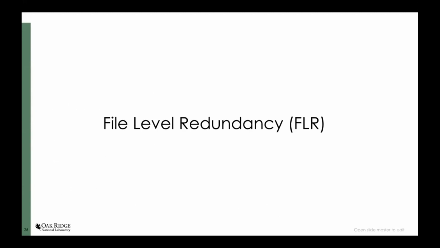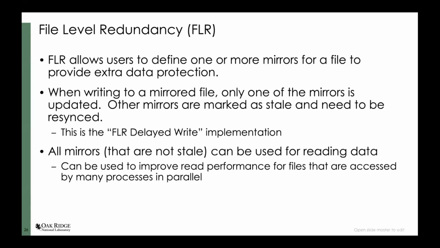The next topic I'd like to talk about is file level redundancy. File level redundancy, or FLR, allows users to define one or more mirrors for a file to provide extra data protection. So when you write to a mirrored file, only one of those mirrors is actually updated and the other mirrors are marked as stale and need to be resynced. This is referred to as the FLR delayed write implementation of that. But all mirrors can be used for reading data as long as they are not stale, and that can be used to improve read performance for files that are accessed by many processes in parallel.